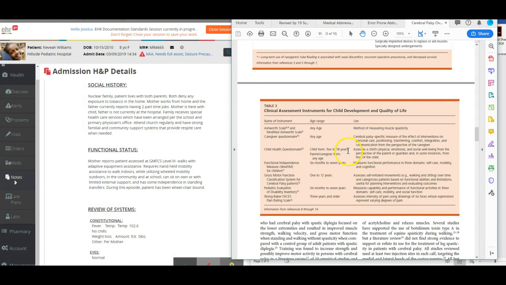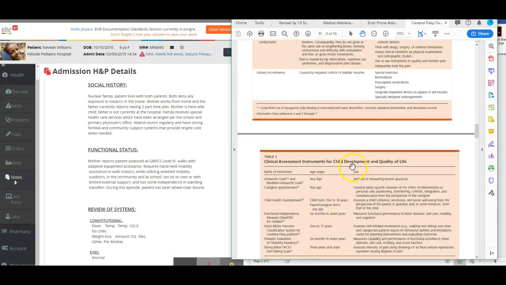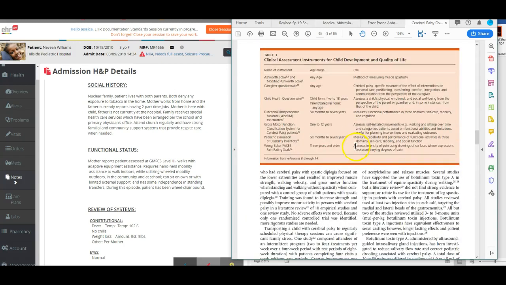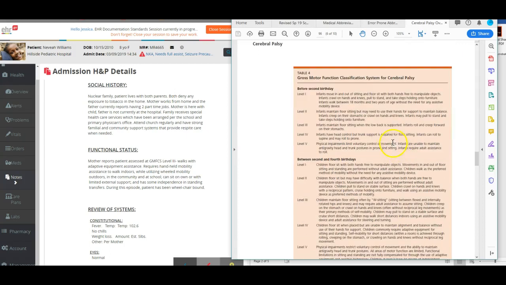So GMFCS stands for Gross Motor Function Classification System for cerebral palsy. And these are the levels here that are in table 4 of your resource list. Level 3 is infants that maintain floor sitting when the low back is supported and infants that roll and creep forward on their stomachs. And so that is what she is classified at. Now, mind you, she's 8 years old and she is at a level three, which is an infant level that maintains floor sitting when the low back is supported and rolls and creeps forward on their stomachs.